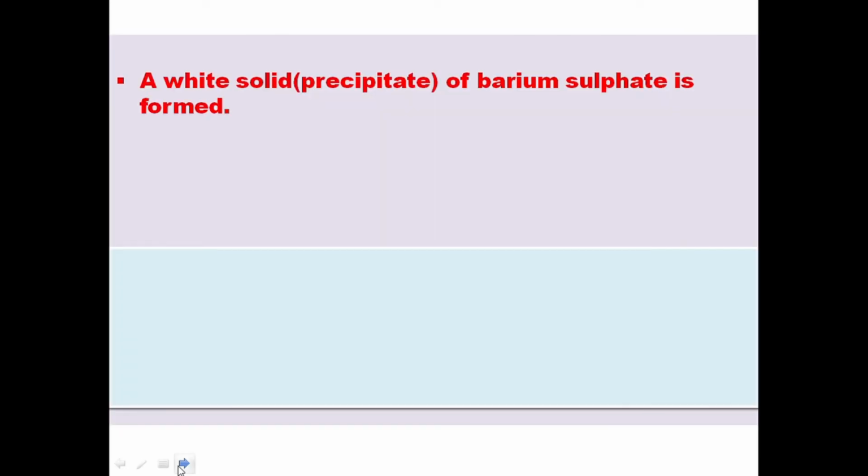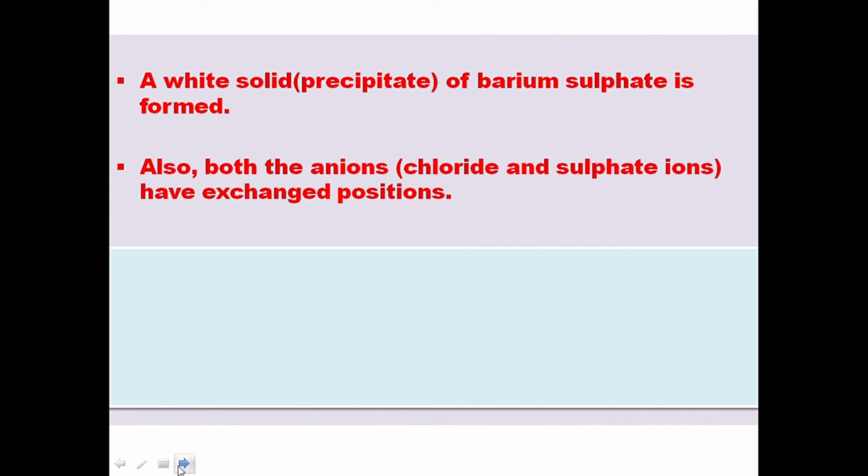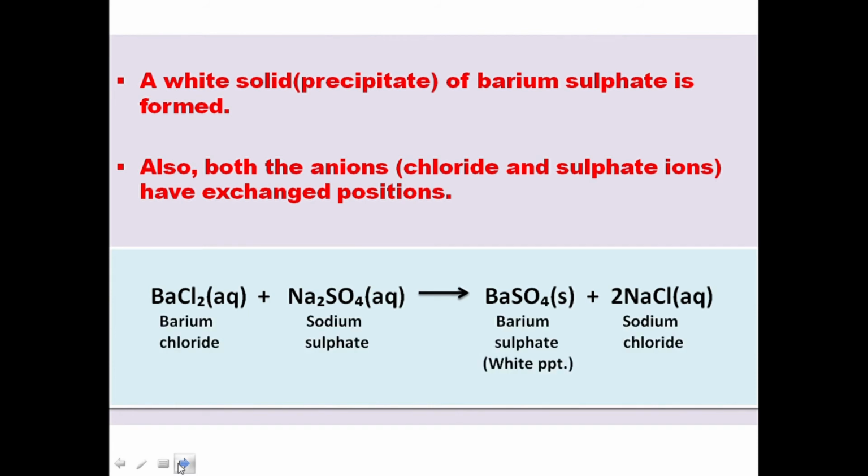So you already observed that a white solid precipitate of barium sulfate is forming, and both the anions, chloride and sulfate ions, have exchanged their positions. Barium chloride, BaCl2, and Na2SO4, sodium sulfate. This barium is 2 positive and chloride is negative. That means barium is the cation, chloride is the anion. Similarly, sodium, Na plus, is the cation on this side and SO4 is the anion on this side.